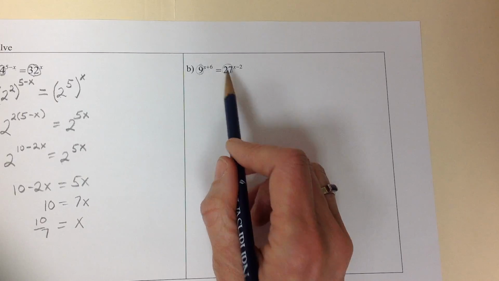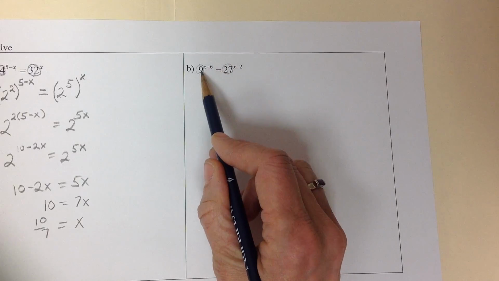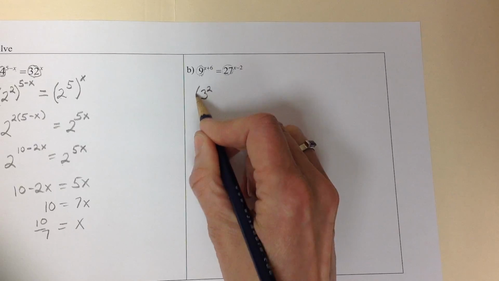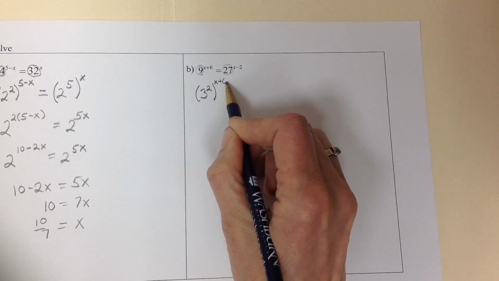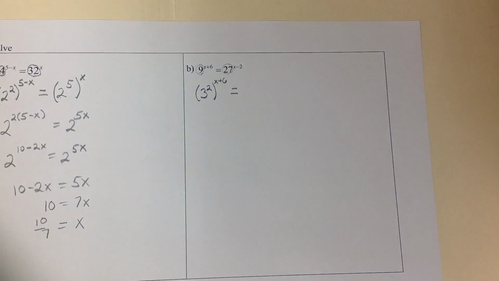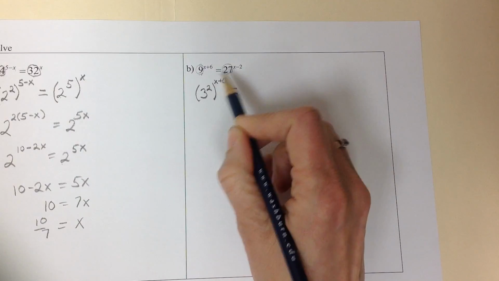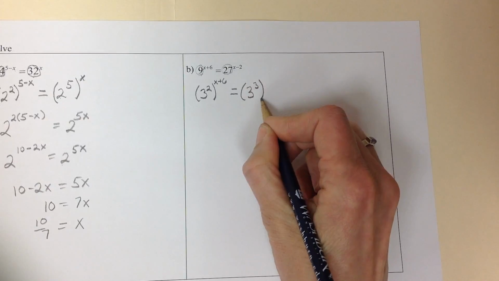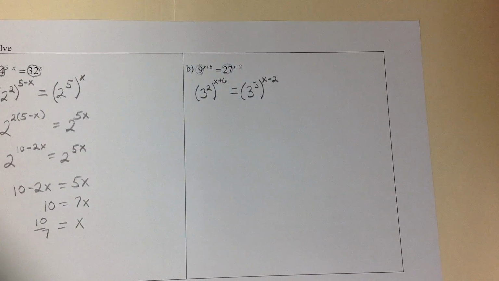So I have to start thinking about, well, what are some bases smaller than 9 that I could use? And when I think about exponents, for 9, the only one I see is 3. 9 is 3 squared. And then again, I need to raise all of that to the x plus 6. Now what about 27? Can I rewrite 27 as 3 to a power? And yes, I can. 27 is 3 cubed. And once again, parentheses, and then keep the other exponent that we had, which was x minus 2.